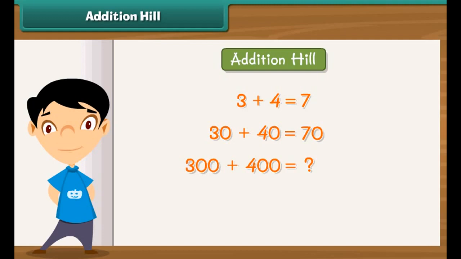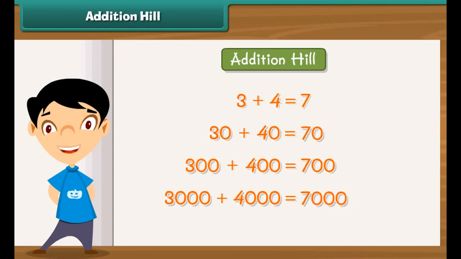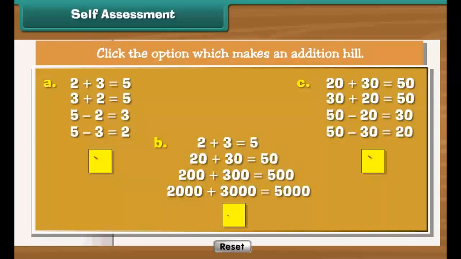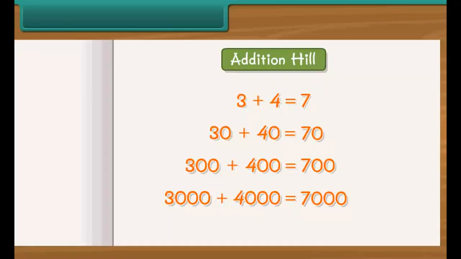Now you can tell the sum of 3000 and 4000 very easily. 3000 plus 4000 is equal to 7000. As this pattern gives a hill-like structure, we call it the addition hill. Self-assessment. Let's have a look what we have learned. Click the option which makes an addition hill.